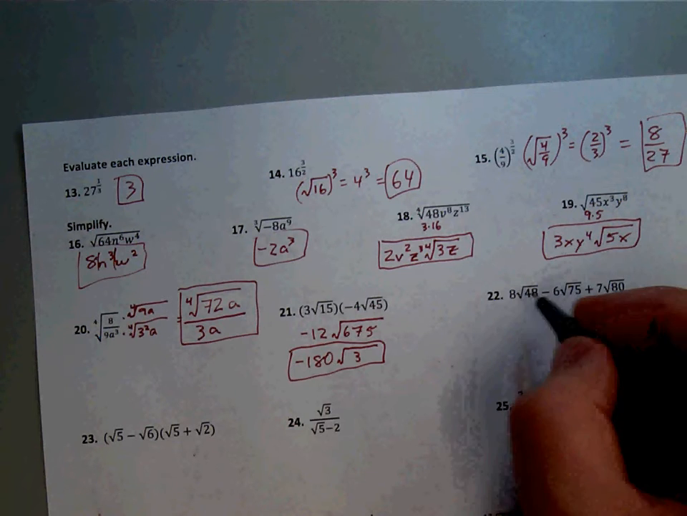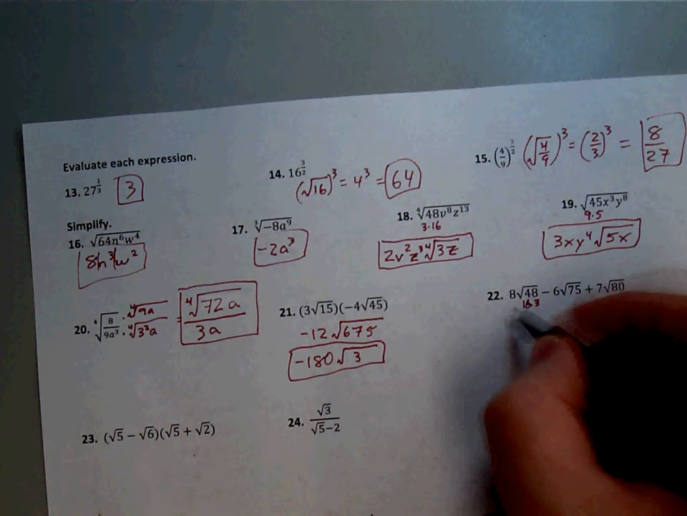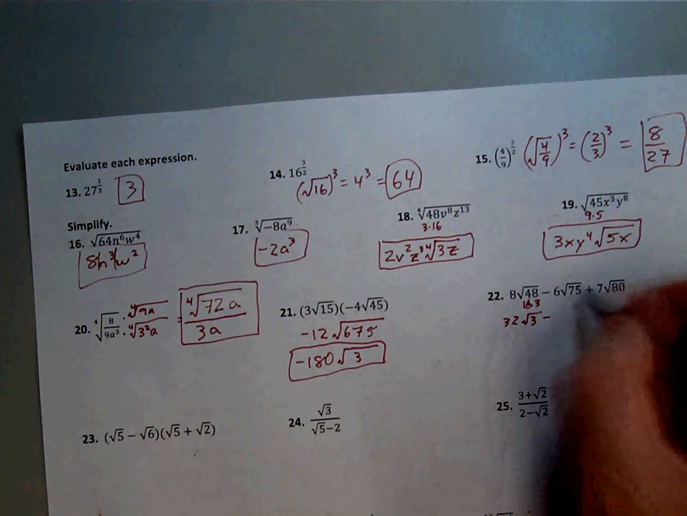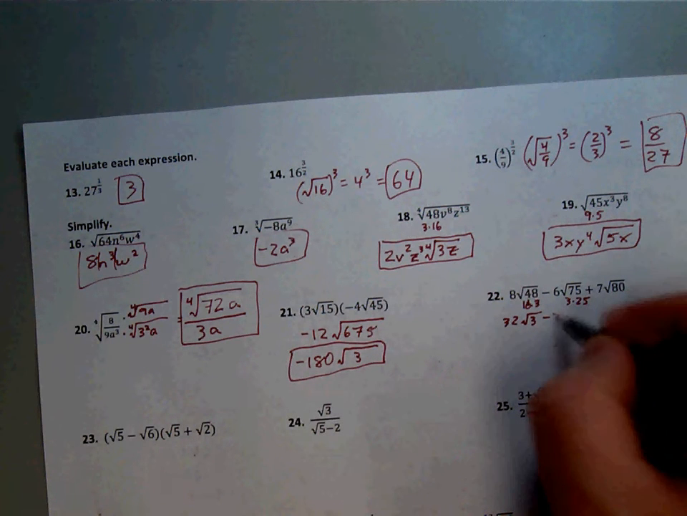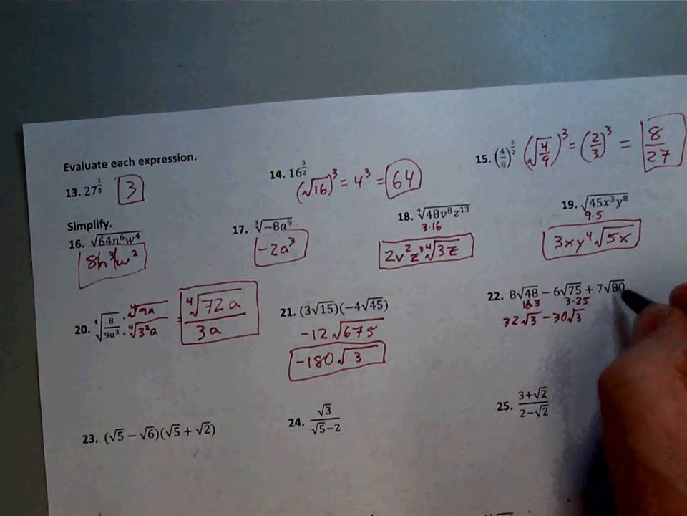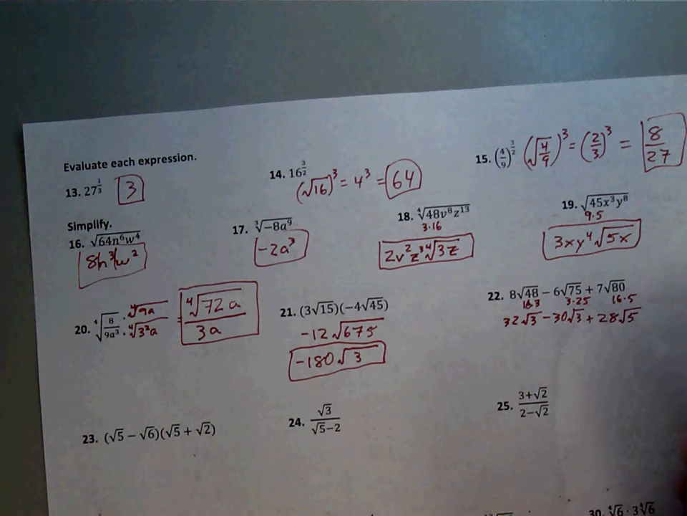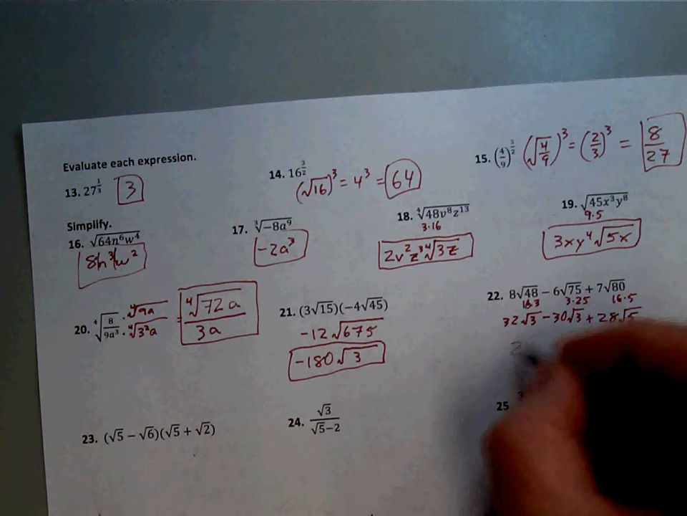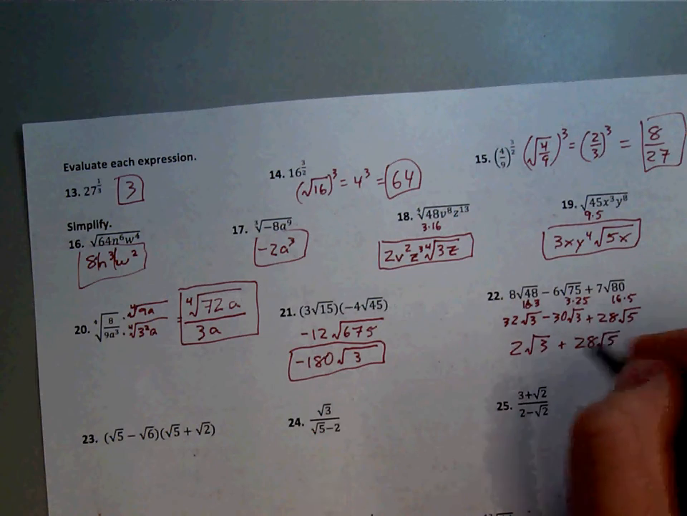48, that's 16 times 3. Square root of 16 is 4, so 4 times 8 is 32. I get to pull that out with a 3 left inside. With 75, that's 3 times 25. Square root of 25 is 5. 5 times 6 is 30. Square root is 3. 80, that's a 16 times a 5. Square root of 16 is 4. 4 times 7 is 28. Square root of 5. I do have square roots of 3 I can combine together. 32 minus 30 is 2 of them. 2 square roots of 3 plus 28 square roots of 5.